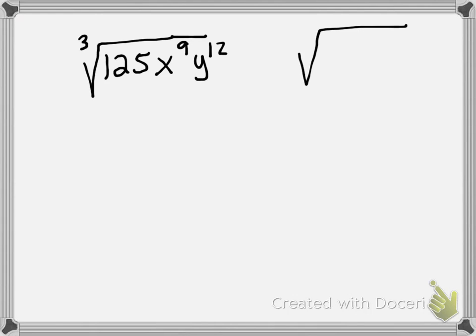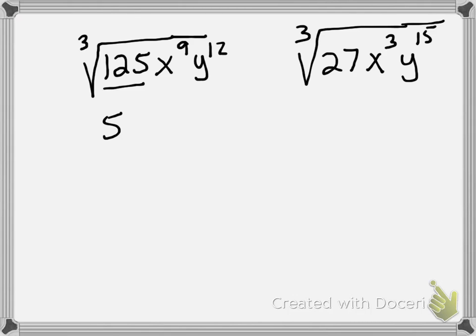Alright, so let's say if I had a cube root of 125, we're going to say x to the 9th and y to the 12th. And then we'll do a cube root of 27, x to the 3rd, y to the 15th, let's say. Again, these are all going to be perfect cubes that we're going to be able to go through and simplify. So, at the beginning of this first one, the cube root of 125 is 5.